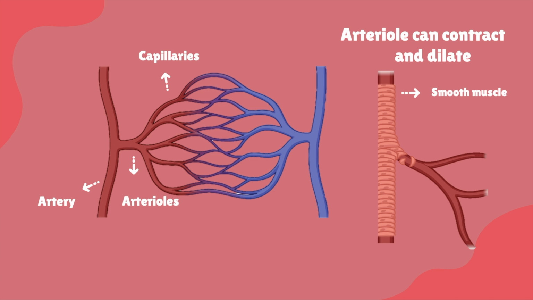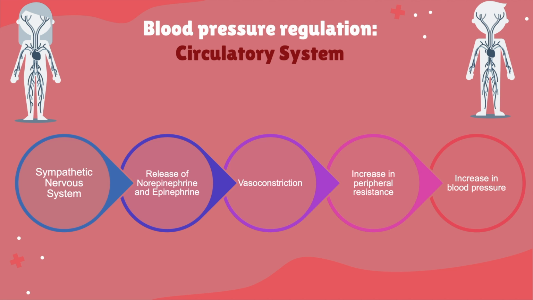Arterioles are lined by smooth muscle cells. This enables them to either contract or dilate, thus influencing peripheral resistance. In a normal functioning body, blood pressure is regulated in several ways. The circulatory system regulates blood pressure by employing the sympathetic nervous system. When blood pressure is low, this triggers the release of neurotransmitters norepinephrine and epinephrine. These cause vasoconstriction of both arteries and arterioles, which increases vascular resistance, thereby increasing blood pressure.